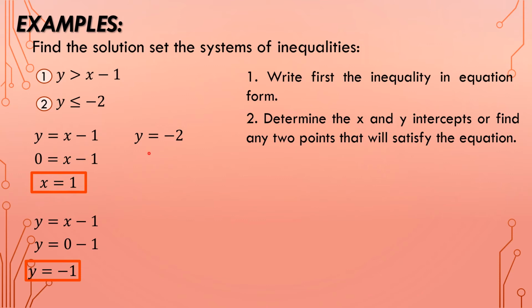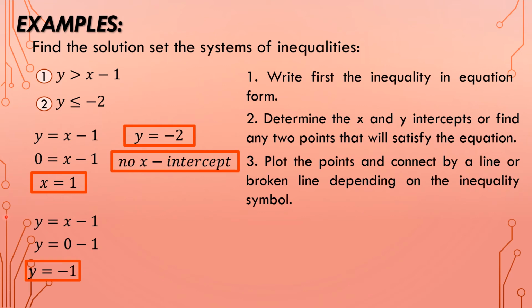Next is to find the x-intercept of this given equation, y equals negative 2. Kung mapapansin nyo, walang nakalagay na variable x. Therefore, there is no x-intercept. And then, the value of y is yung mismong given na, which is negative 2. Third step is to plot the points and connect by a line or broken line, depending on the inequality symbol. So, for the first inequality, we have two intercepts. X-intercept will be 1, 0, and the y-intercept will be 0, negative 1. Palagi pong 0 yung partner nila para mai-plot natin yung dalawang points.